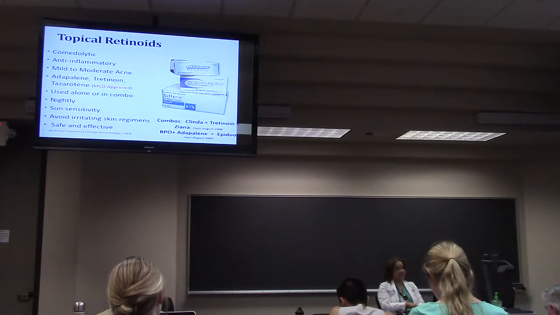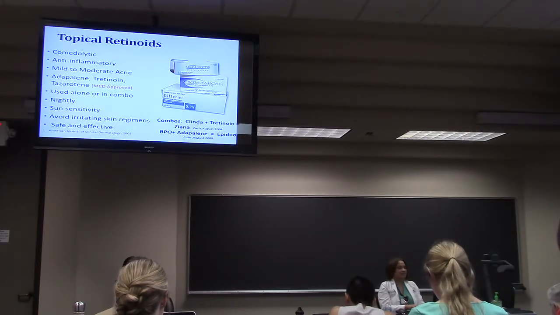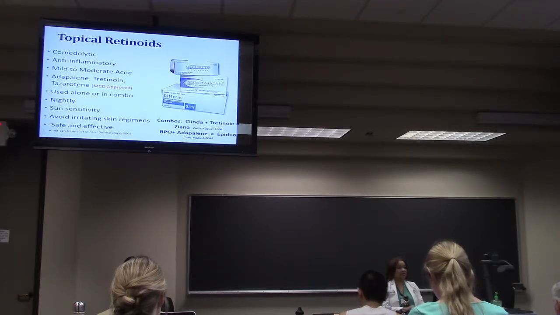Retinoids, Retin-A, we know that is also lysing keratin. It also has some anti-inflammatory properties. It doesn't really do anything for the bacteria though. This is a vitamin A derivative. And we know that adapalene, that's that different over-the-counter, the mild form of it. Tretinoin and tazarotene are all retinoids.